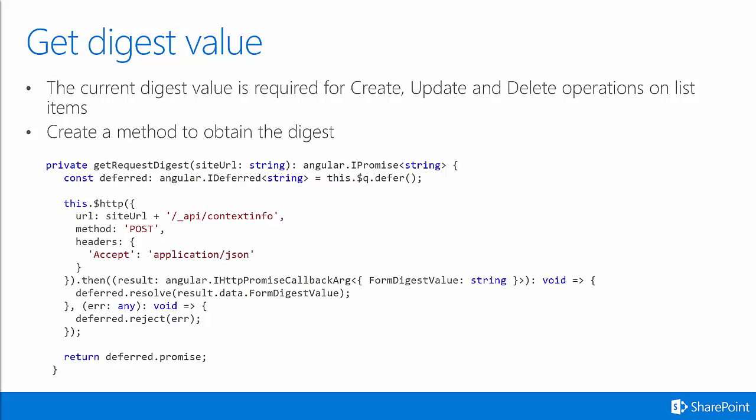When you're working with list data, you are going to need to return the current digest value for create, update, and delete operations that you do on SharePoint list items. To return that digest value, we recommend that you create a method specifically designed to obtain the digest. Here you can see an example of such a method.